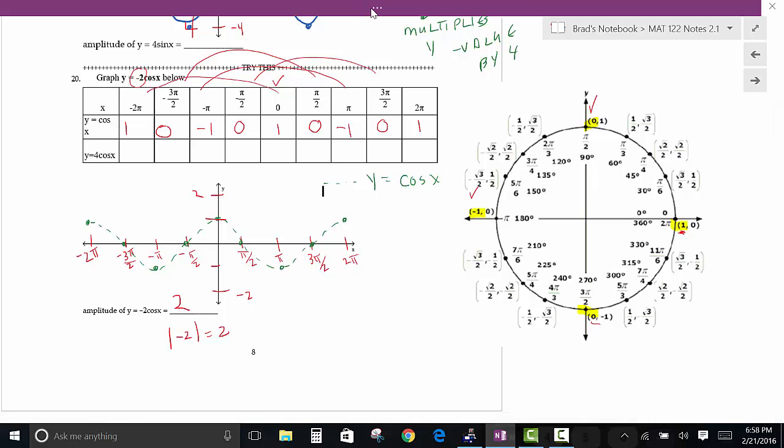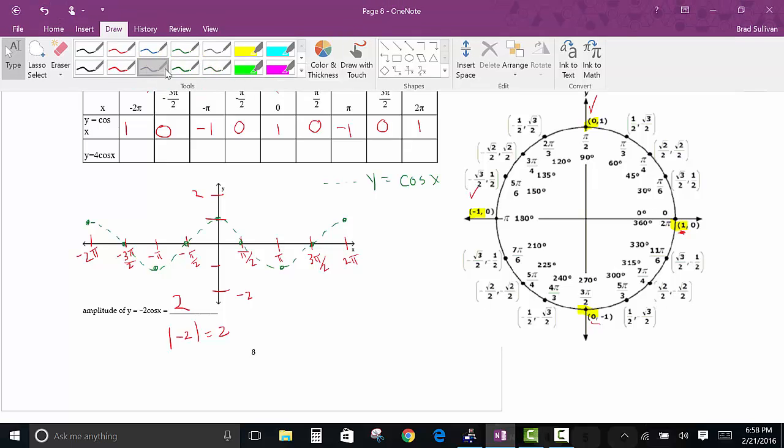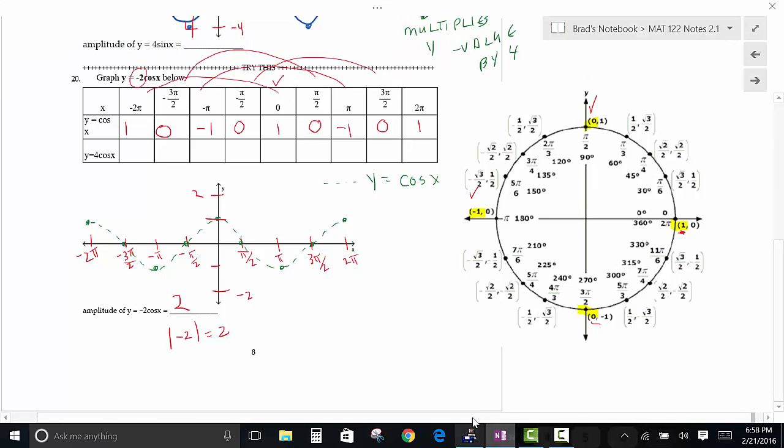Now, as you're going through and getting this graph, the thing that I want you to understand on here is, again, the math and the way it works. So if you have y equals negative 2 cosine x, again, what that does is that negative 2 multiplies all of the y values by negative 2. So that's going to actually cause two things to happen on this graph. You're going to stretch and you're going to reflect.